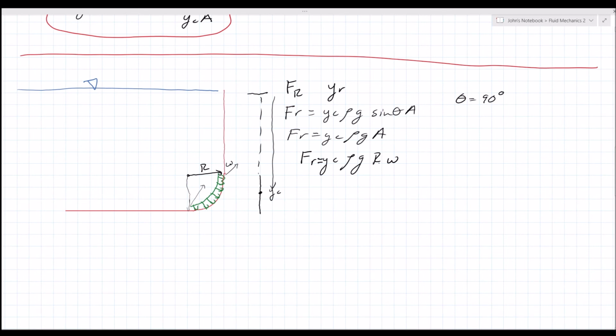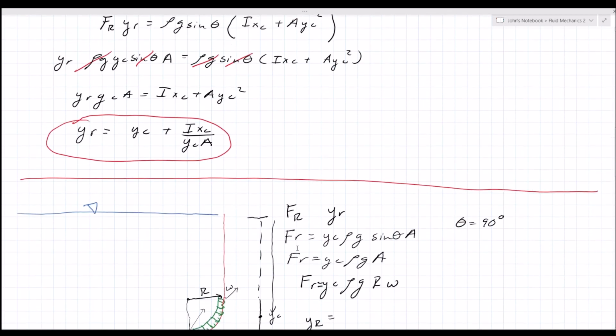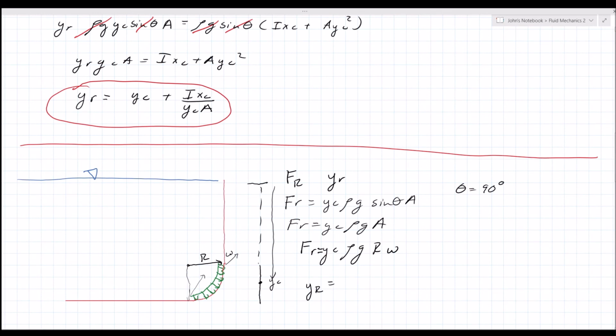And then how do I find my location, y sub R? Well, I go up here to this equation, and I have it as y sub R equals y sub c plus I xc over yc A. This is a plate. I know what my yc is because I can just determine it from the top of the surface. I found that out for the force. And I can get the moment of inertia about the center axis from the moment of inertia equation of a plate. And again, yc and area are determined here.